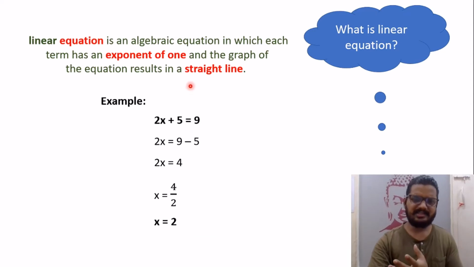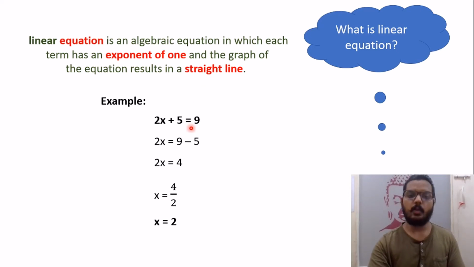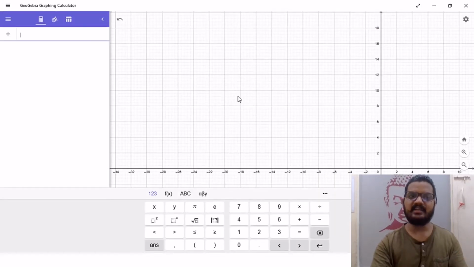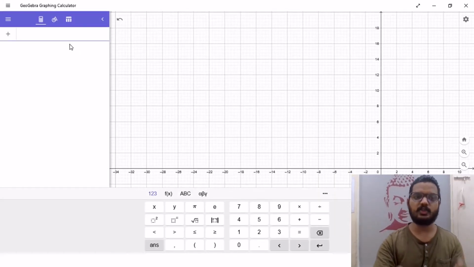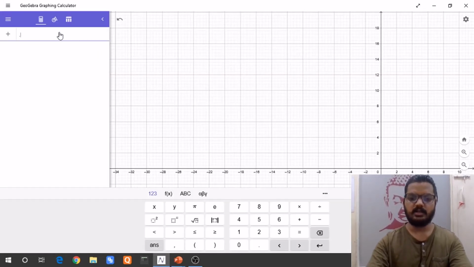Now, what about the second part which you said, graph, straight line, what does that mean? Students, to help you understand that part, we are going to use a very simple and very useful app called GeoGebra. This app helps you understand the connection between algebra and geometry. So let's see what our equation was: 2x plus 5 is equal to 9. I'm going to type it down over here.